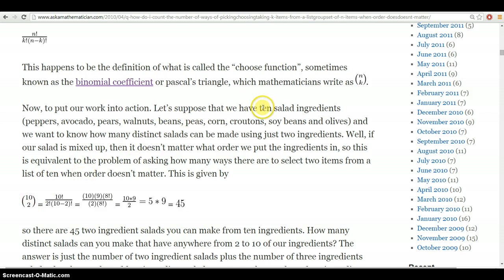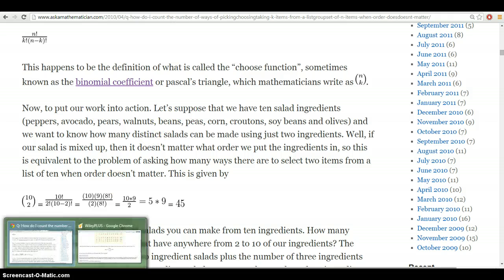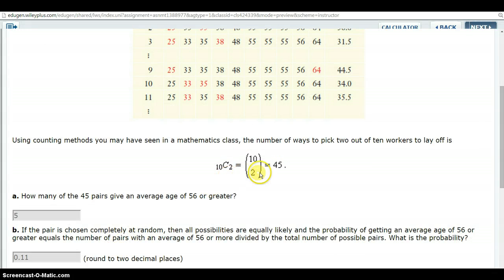So for an example, they're using salad ingredients. They have 10 of them. They want to choose 2 out of the 10, so this would be 10 choose 2. In other words, 45 different ways to choose 2 ingredients out of 10. So that was all coming through the Google search.